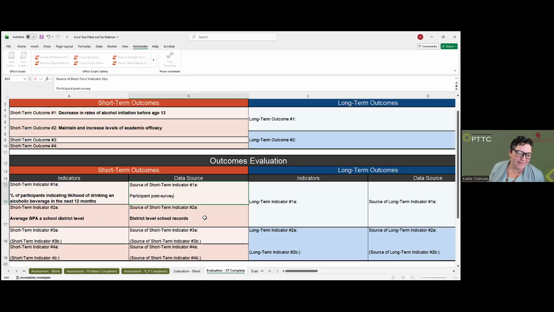Great. Yes, and I'm seeing more ideas in the chat too. Derek, thank you for adding those in. Take a second. Think of an indicator for just one of your outcomes. So think about what's the outcome that you want tied to your risk or protective factor, and what would be an indicator of that? Put it right in your Excel sheet.